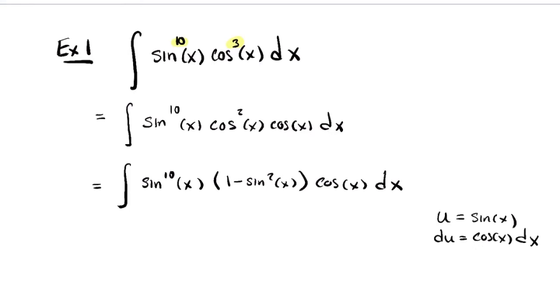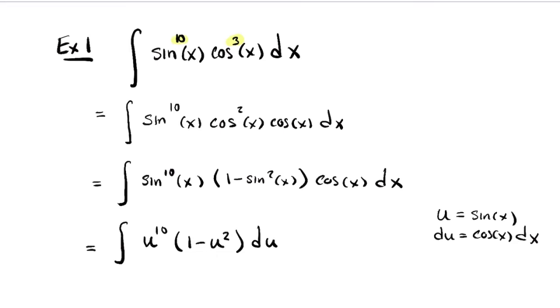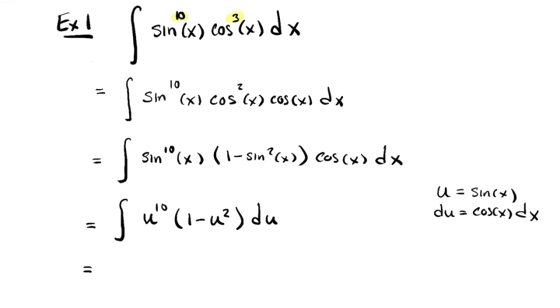So if I come back here to complete my substitution, this sine to the 10th, well, that's just u to the 10th. 1 minus sine squared is 1 minus u squared. Cosine x dx is du. So this technique has transformed my integral into a polynomial in u. If I distribute my u to the 10th through here, I can see what polynomial I have. I have u to the 10th minus u to the 12th. Okay, I can find that antiderivative.